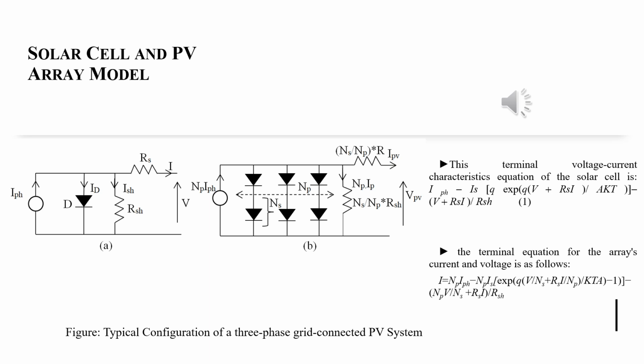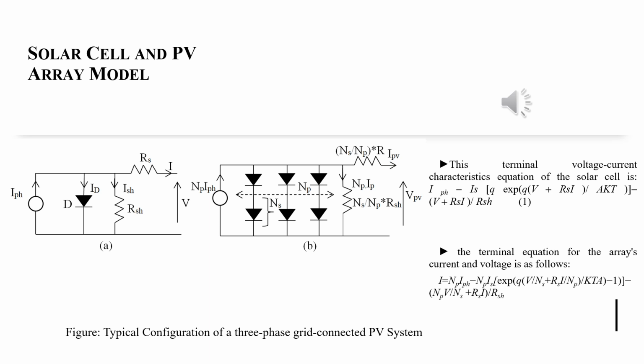The equation for terminal voltage-current characteristics is shown, where IPH is photocurrent, and V and I are the cell output voltage and current. The variables are as follows. T is the temperature of the solar array panel, K is the Boltzmann constant, Q is the electron charge, and I is the reverse saturation current, N is the diode factor, Rs is the solar cell's series resistance, while Rsh is its corresponding shunt resistance.